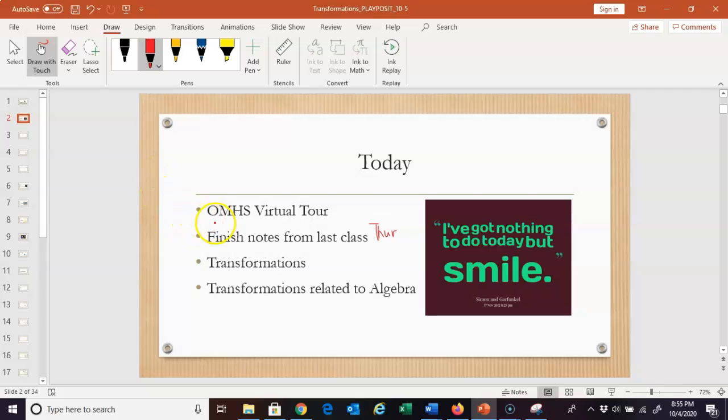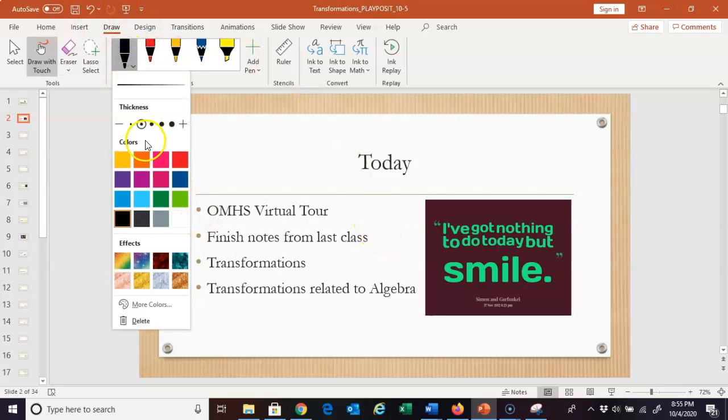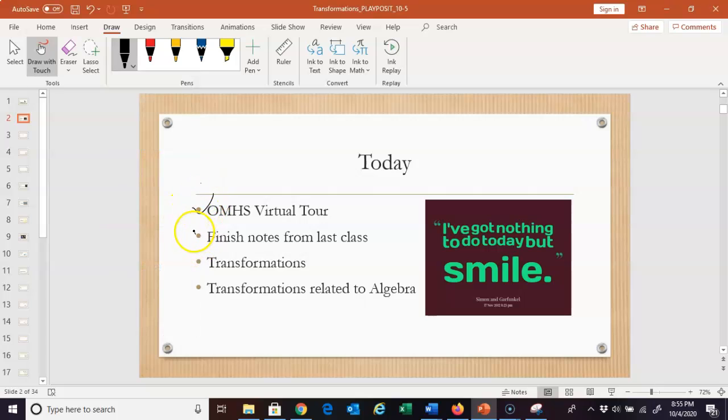The first thing we're going to do is a quick virtual tour. I'm going to show you guys where to find your notes just in case you need those. Then we're going to finish the notes from last class. And then we're going to get into some transformations and how they relate to algebra.